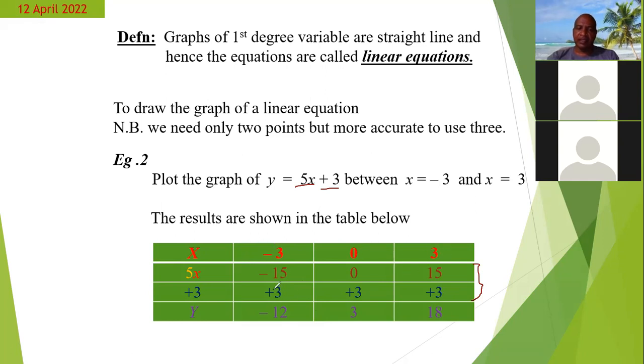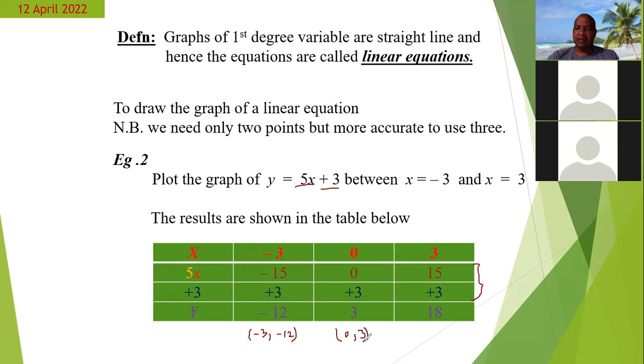So to get our coordinates, our points, we are going to group for this column where you have -3, we take the x value, -3, and pair it with the y value, -12. So our first point will have the coordinates -3, -12. All right, so these are the points that we're going to be plotting on our graph. The next column would have x equal to 0 and y equal to 3.